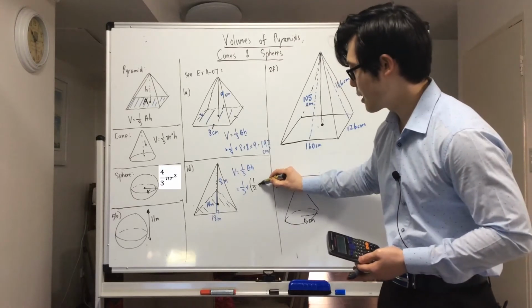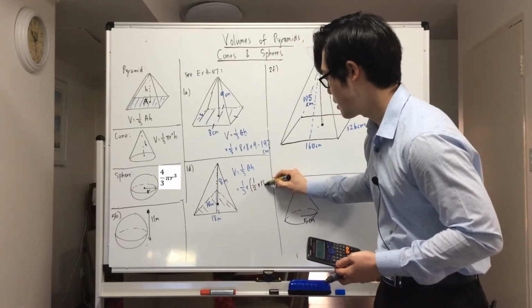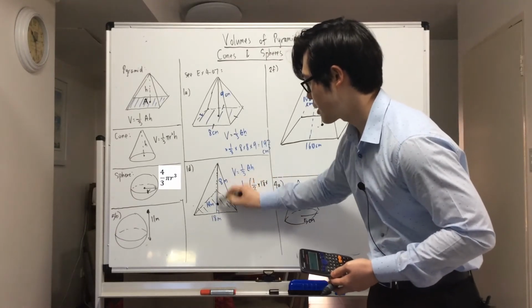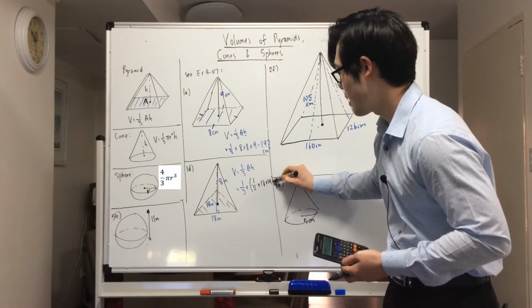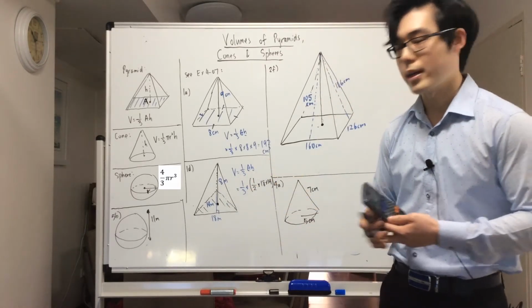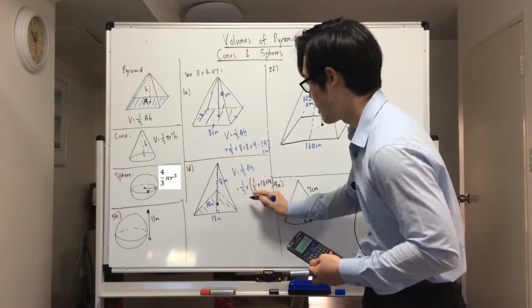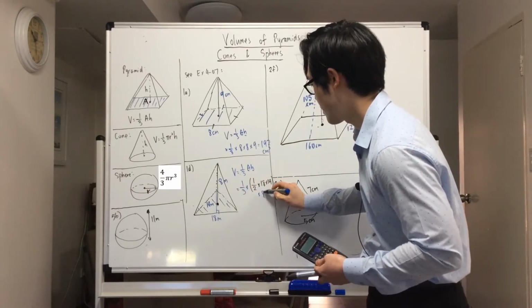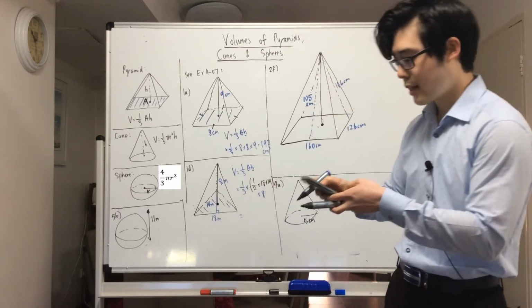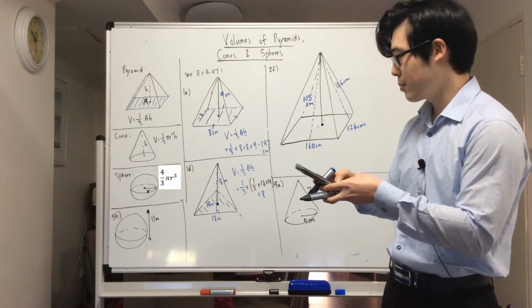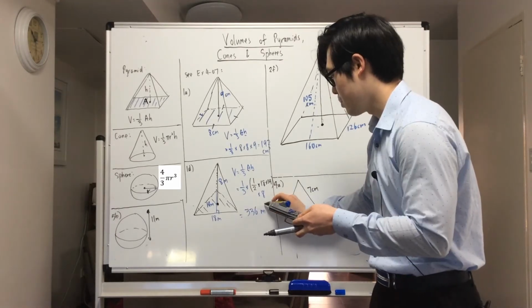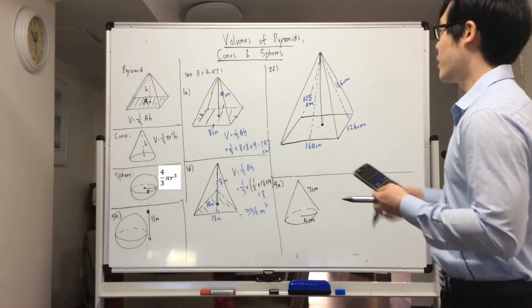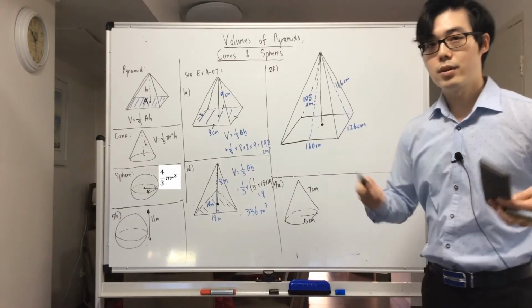Yeah? So in this case, the base is 18, times the height of the triangle, which is given as 14, and then times all of it by the perpendicular height of the pyramid, which is 8. All right, so if you put all of this in the calculator, you don't have to put in the bracket, 6 cubic meters. Okay, all right, now let's have a look at a slightly harder problem.